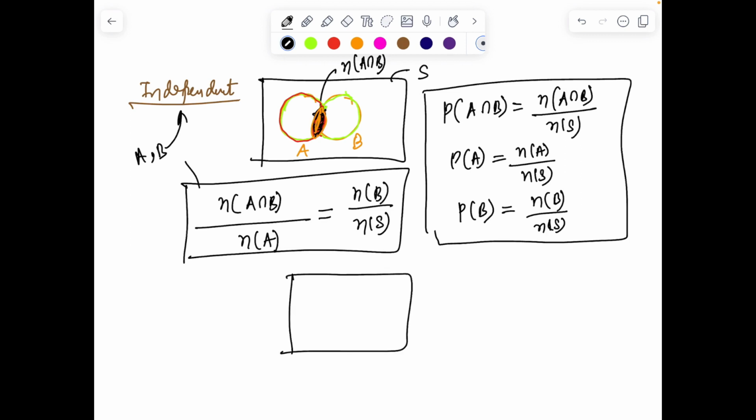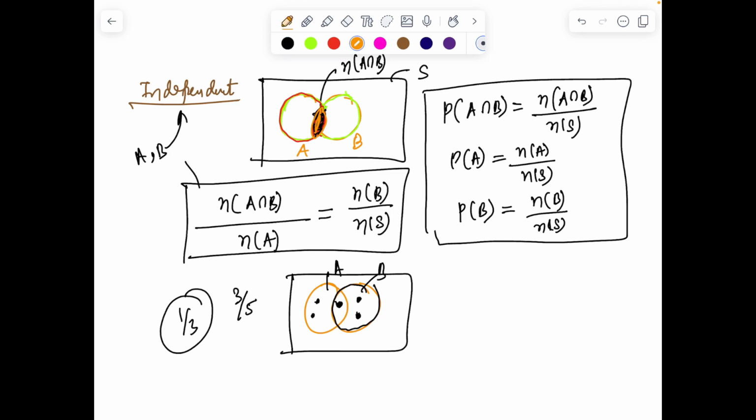For example, let's say you have A and B, and A contains 3 items, 1, 2, 3. Let's say B also contains 3 items. So what is the fraction of B present in A? It's 1 by 3, because 1 out of 1, 2, 3. Now what is the fraction of B which is present in the entire sample space? Right now the sample space contains 3 plus 2, 5 points. So it's 3 by 5.